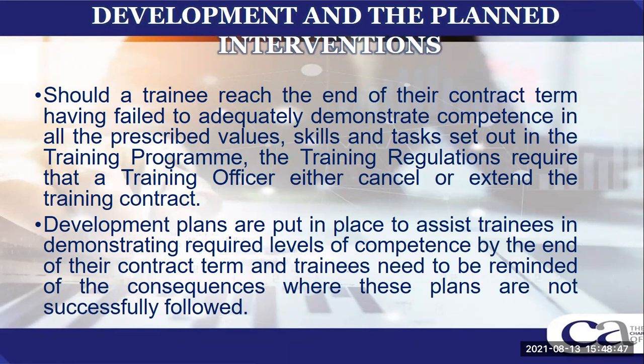So finally, under the development plan and the planned interventions, where a trainee reaches the end of their contract term having failed to adequately demonstrate competence in all the prescribed values, skills, and tasks set out in the training program, the training regulations require that a training officer either cancel or extend the training contract. And development plans are put in place to assist trainees in demonstrating required levels of competence by the end of their contract term, and trainees need to be reminded of the consequences where these plans are not successfully followed.